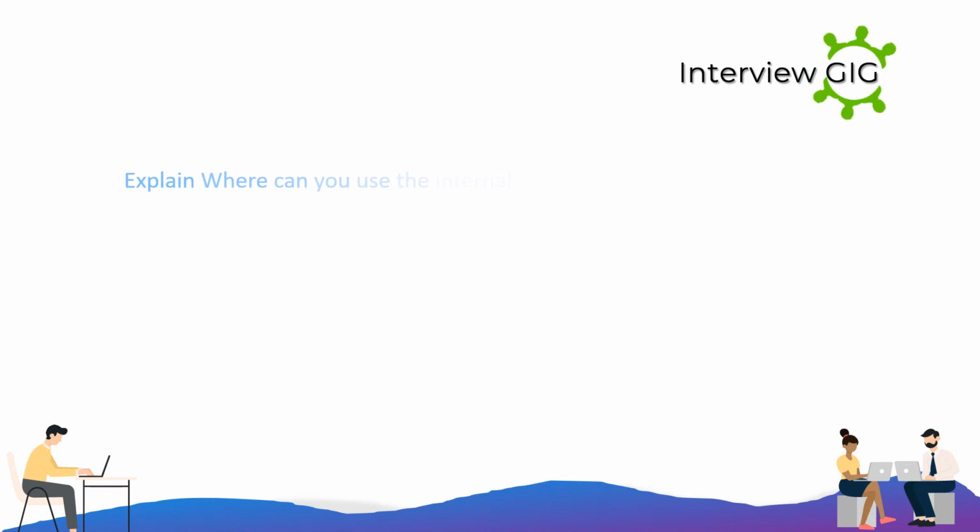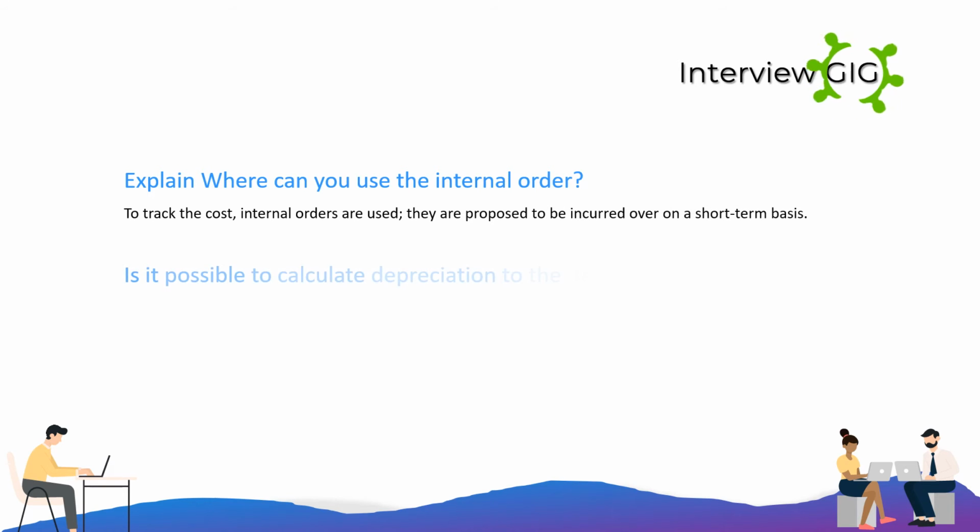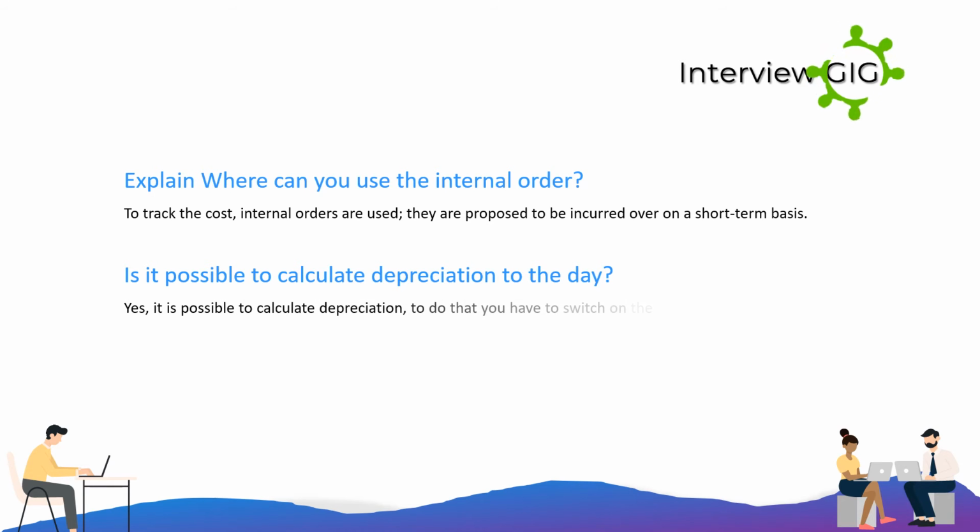Explain where you can use the internal order. To track the cost, internal orders are used. They are proposed to be incurred on a short-term basis. Is it possible to calculate depreciation to the day? Yes, it is possible to calculate depreciation. To do that you have to switch on the indicator DEP to the day in the depreciation key configuration.